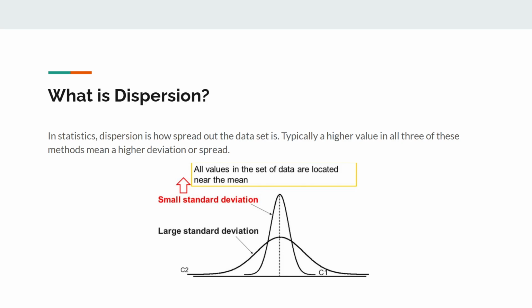So a small standard deviation is typically when they're all concentrated in one area, like right here. And a large standard deviation is when they're spread over a large interval, like this interval right here.